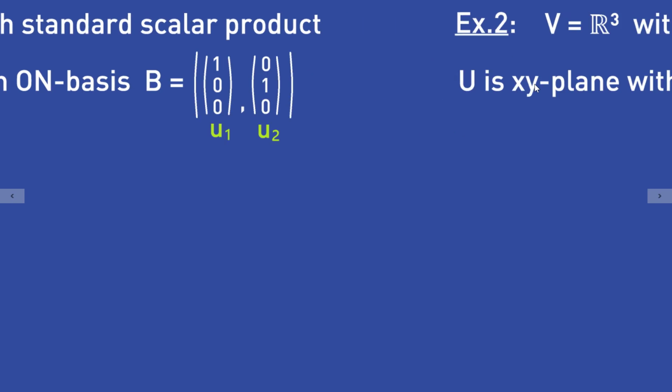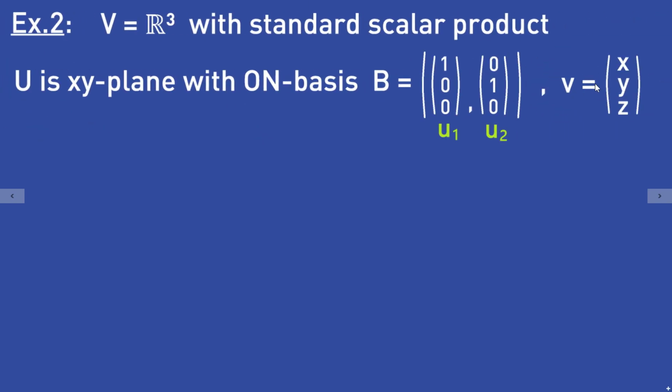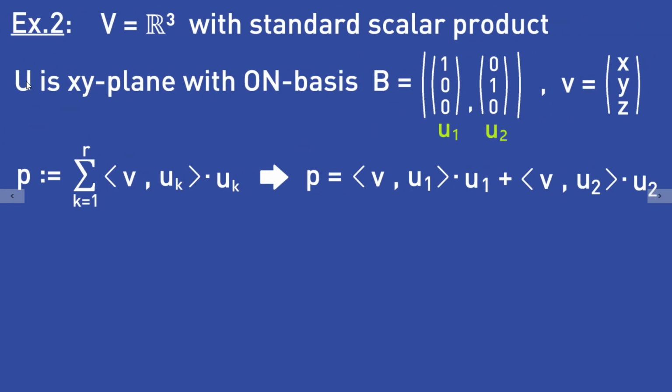Now we have given a general vector v equal to x, y and z that is not in U, and we want to find the orthogonal projection of the vector small v onto the linear subspace U. We will use our formula again to find the orthogonal projection p. In this case r is equal to 2. So the orthogonal projection p is given by the following formula here. We have to calculate these two scalar products here and there.